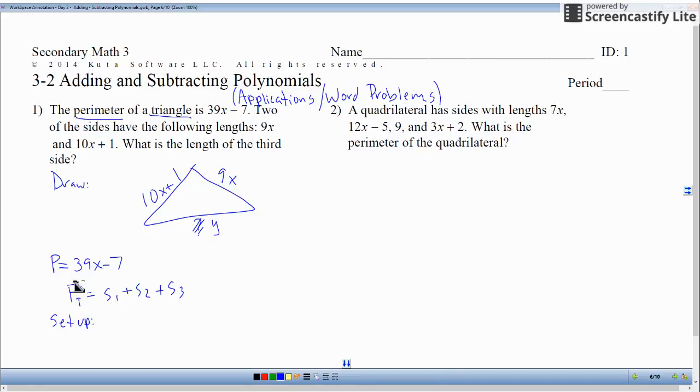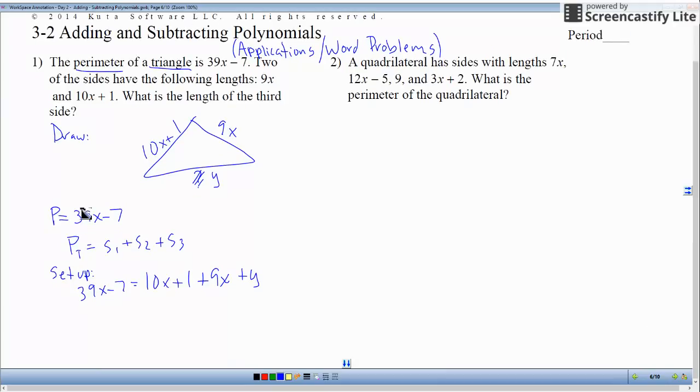And that is, we're going to say the perimeter of the triangle is 39x minus 7. It's supposed to equal side 1, which is 10x plus 1, plus side 2, which is 9x, plus the third side, which I'm going to call y. And this is important in our thinking. So now, what I'm going to do is isolate for the third side. We call that solving for the third side, or the y.